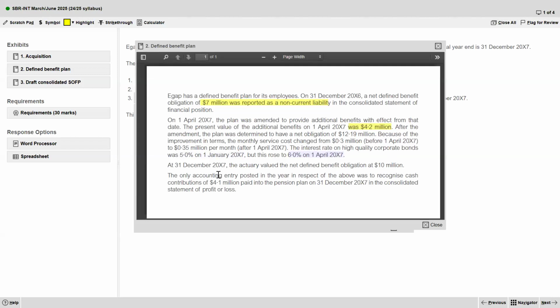The only accounting entry posted in respect of the above was to recognize a cash contribution of 4.1 million paid to the pension plan in the consolidated statement of profit or loss. Now, what do we need to do? What do we need to do in respect of this specific transaction?